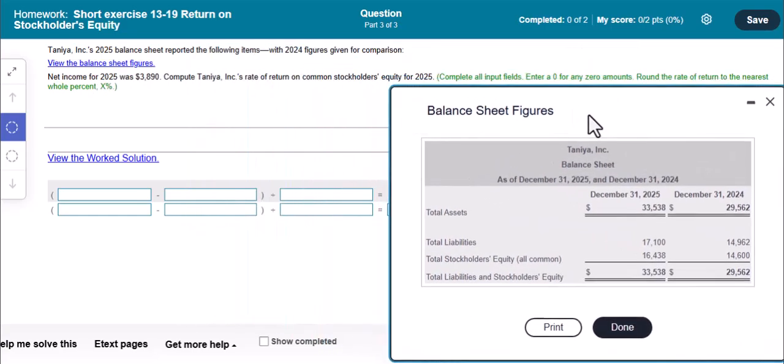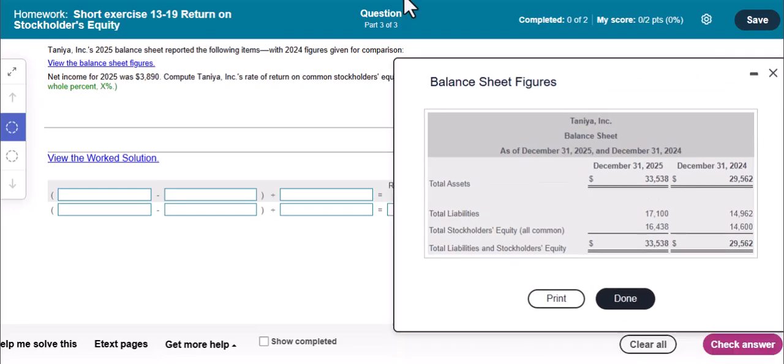Net income for 2025 was $3,890. Compute Tanya Inc.'s rate of return on common stockholders' equity for 2025. Complete all input fields, enter a zero for any zero amounts, round the rate of return to the nearest whole percent. So we have the data table with 2025 on the left and 2024 on the right.